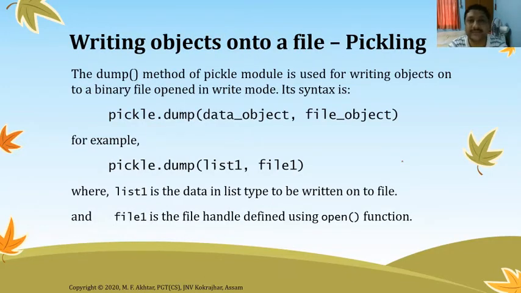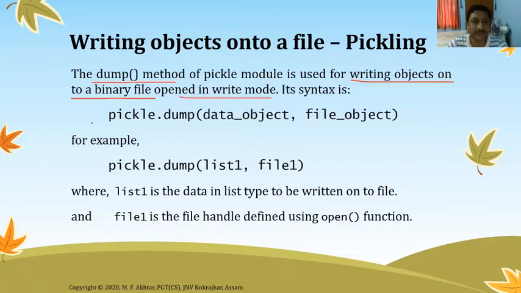Writing objects onto a file is known as pickling. The dump method of the pickle module is used for writing objects onto a binary file opened in write mode. The file must be open in write mode and in binary mode.